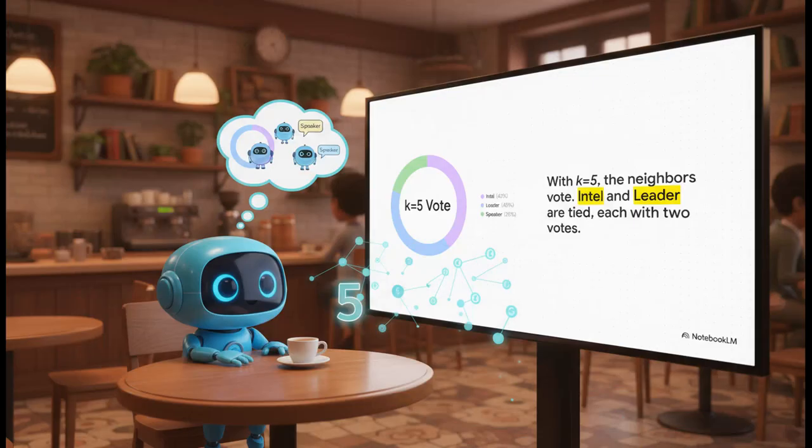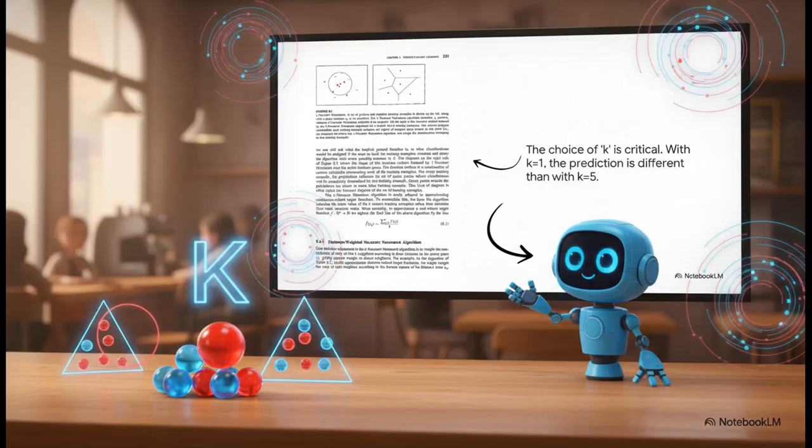And the results are in. With k equals 5, we actually get a tie. 2 votes for Intel, 2 for leader. See how changing k can totally change the result? That's why picking the right k is so crucial.